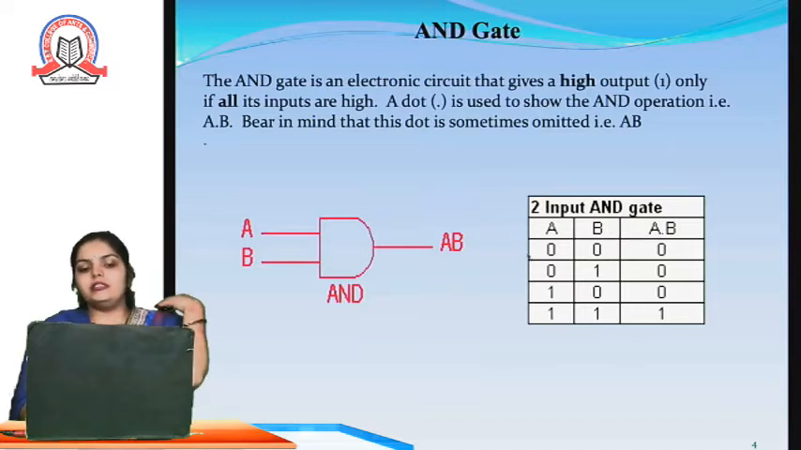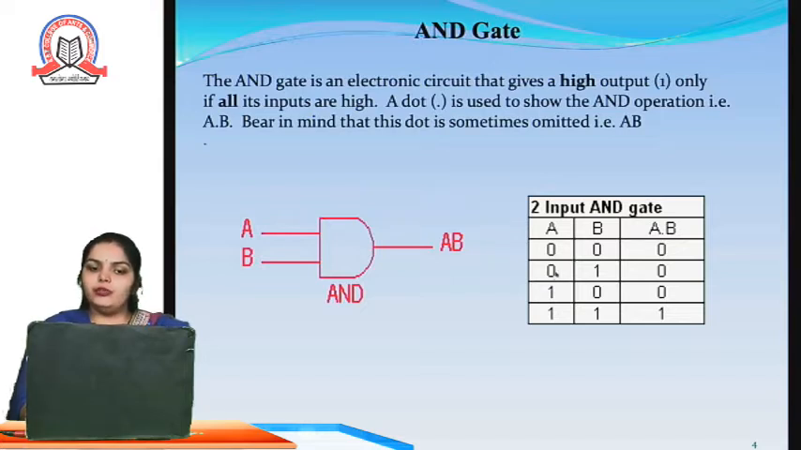If we see 0 0, as we know, for low inputs it will give 0, and if one input is low and one is high, again it will give 0. If both the inputs are high, then only the AND gate will give you the high output. So the other three combinations, 0 0, 0 1 and 1 0, will give 0. The combination 1 1 will give 1 only.